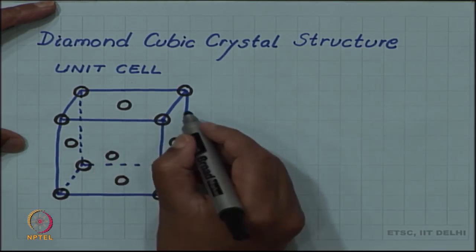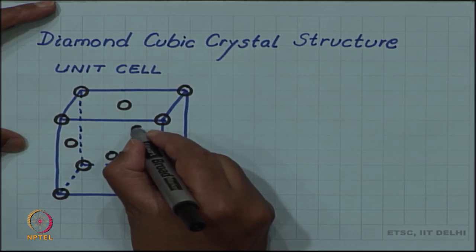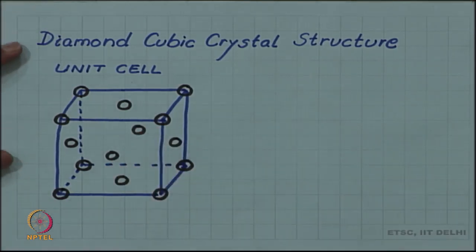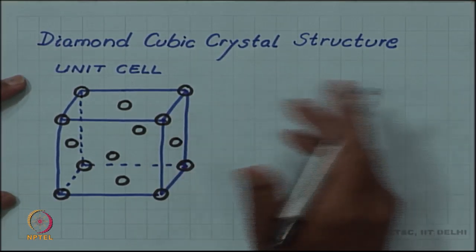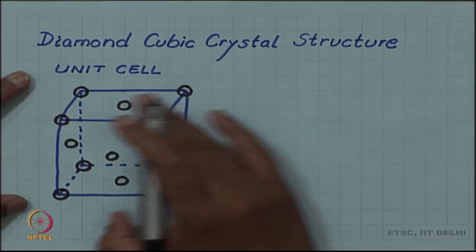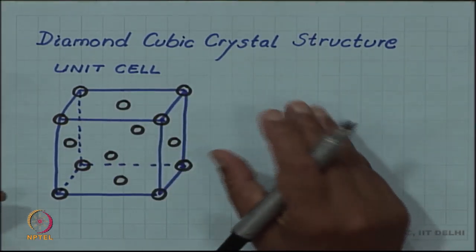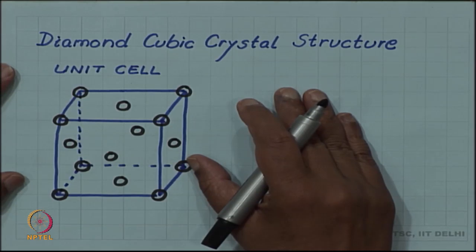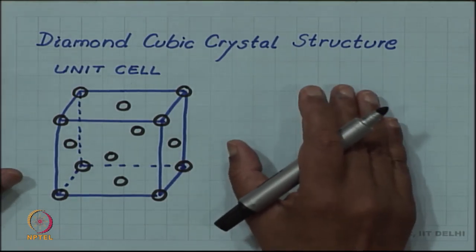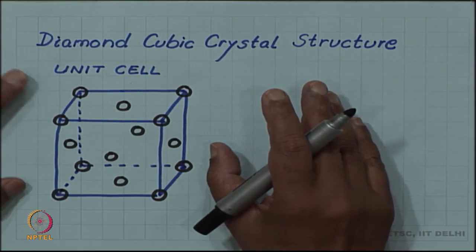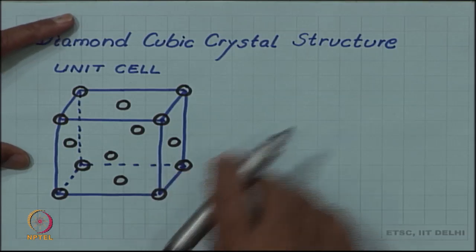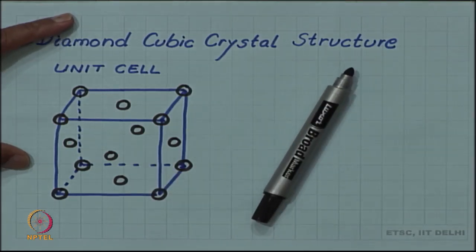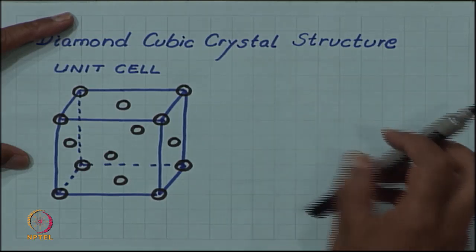Front face center and the back face center. So, we have got 6 more atoms: 8 at the corners, 6 at the face centers. At the moment it will be a face centered cubic crystal, but diamond cubic crystal is not a face centered cubic crystal. It has additional atoms and we place those additional atoms at the body diagonals.